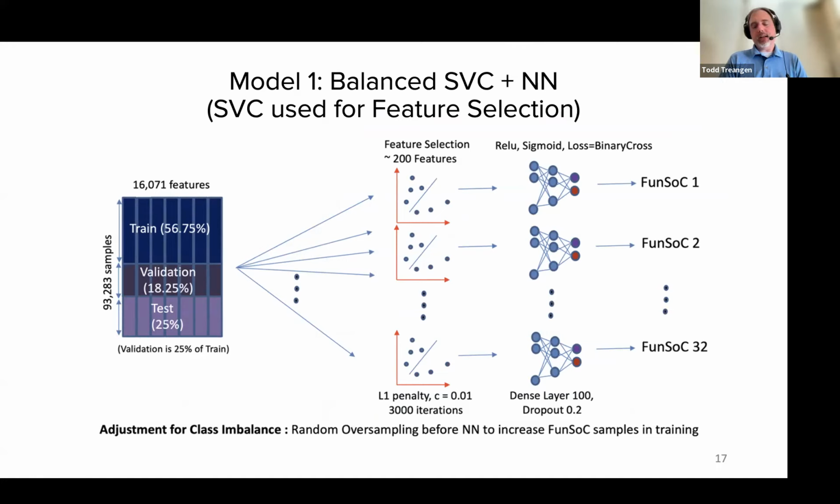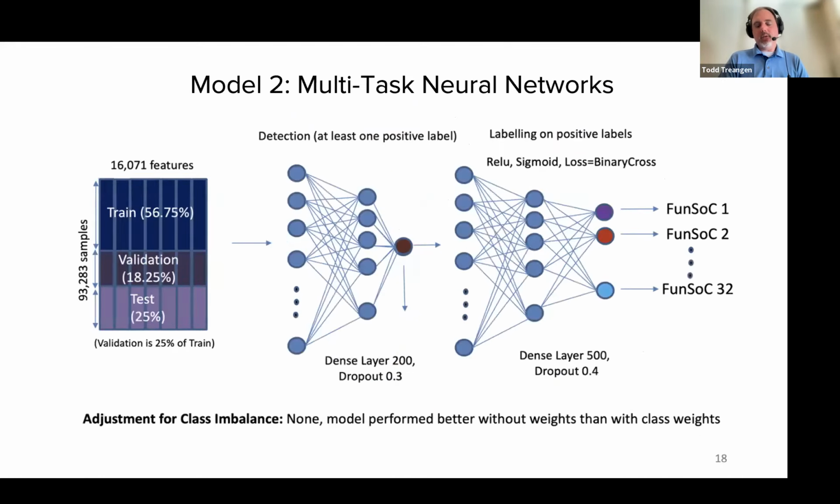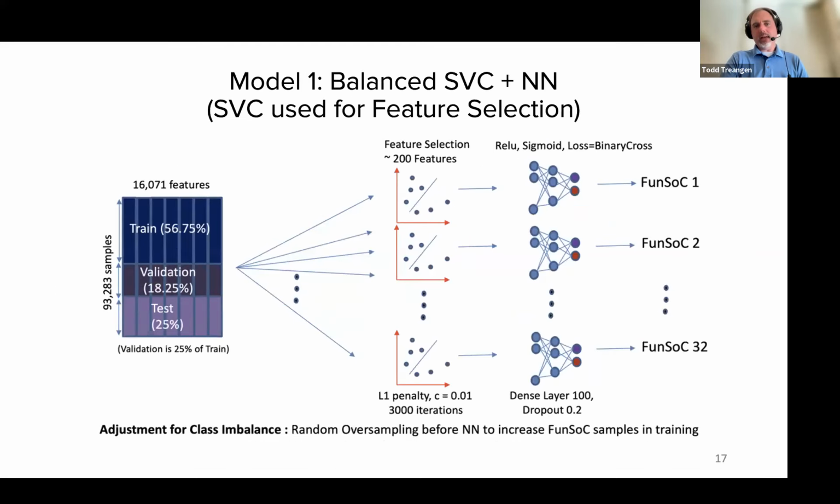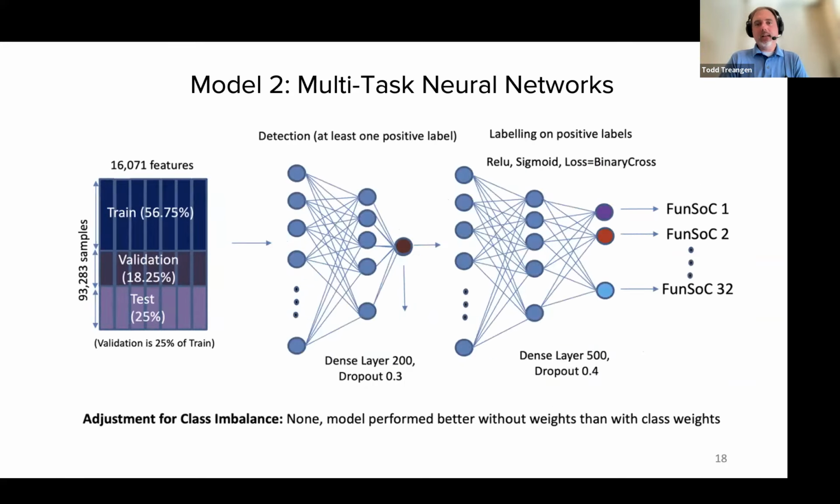We had to deal with class imbalance, et cetera, but we tried balanced support vector classification plus a neural net here, in addition to model 2, which is a multitask neural net, in addition to model 3, which is the multitask support vector classification. Model 1 has two parts because it was really the binary, is it FunSoc containing yes or no, and then use the NN to then assign a FunSoc. And the FunSocs were one of these 33 categories that I described previously. So really we want to train and then, on a new sequence, assign it a FunSoc label.